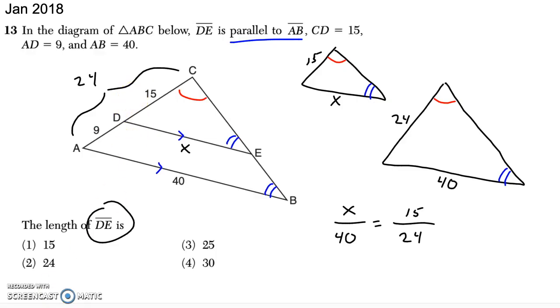So we're going to cross multiply, and we're going to get 24x equals 600. Divide by 24 on both sides, you get x equals 25. And again, since what they wanted, DE, is the thing that I labeled x, that's going to be my answer, 25 right there.